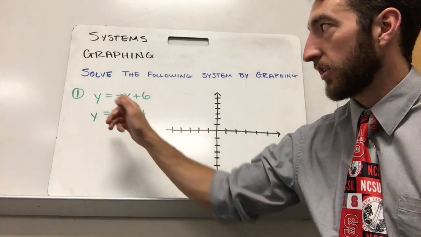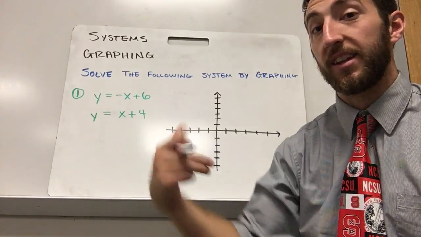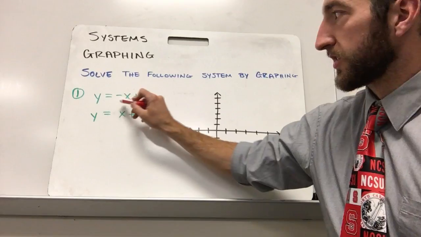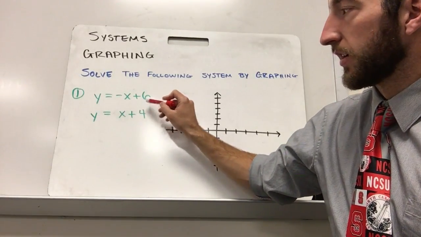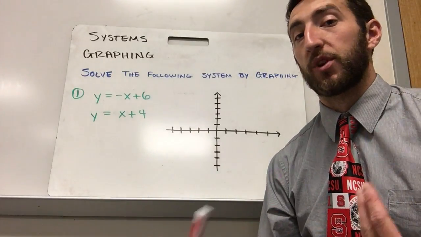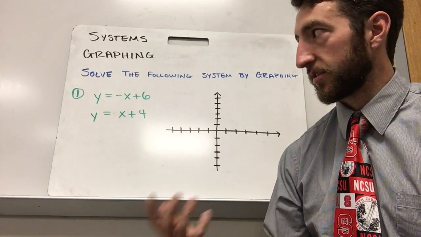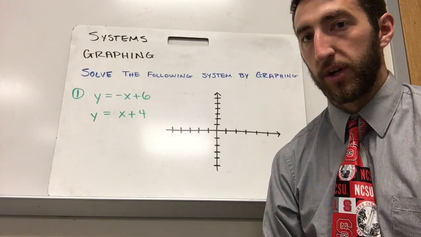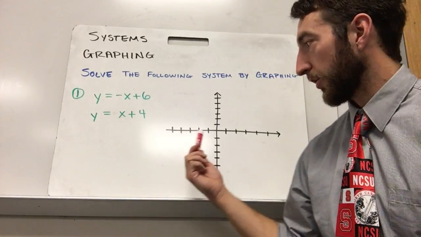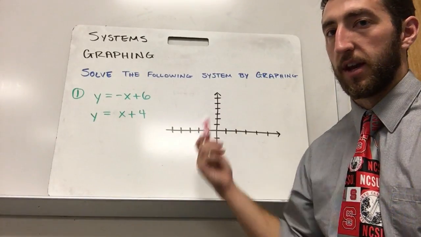Now if you notice, these are already solved for y. They need to be in slope-intercept form before we get started. So we start with slope-intercept form, y equals mx plus b. Then I'm going to graph them on my coordinate plane, and see where they intersect. Where they intersect, that is the solution to our set of equations. Our solution needs to have an x and a y. That's why we have it on a coordinate plane, which gives us the x and the y.